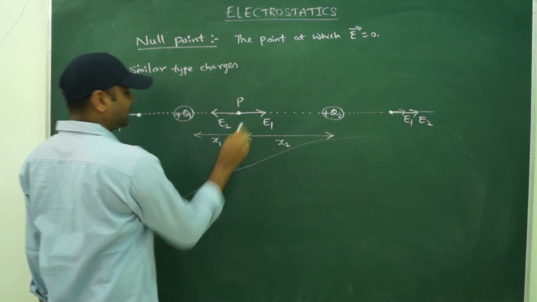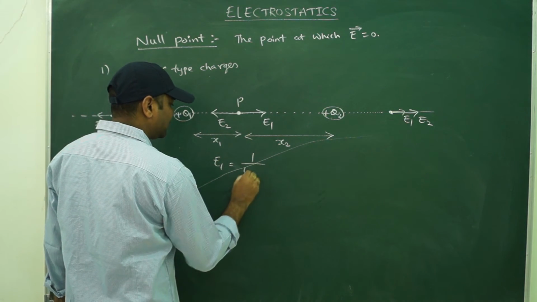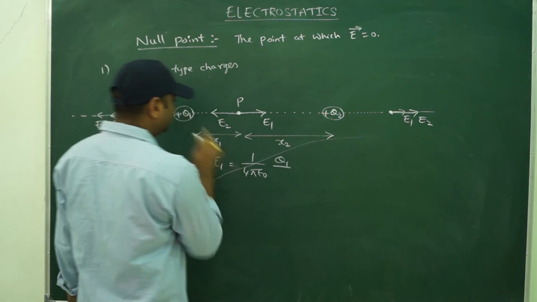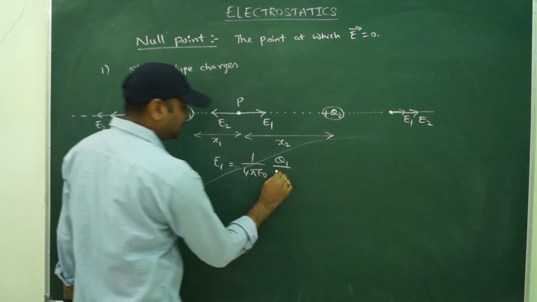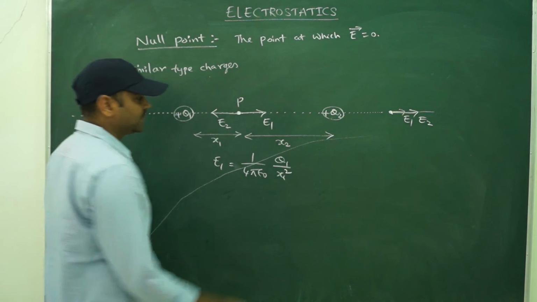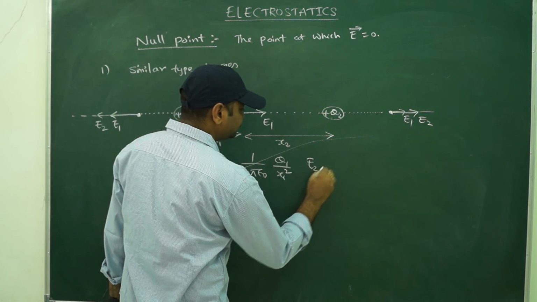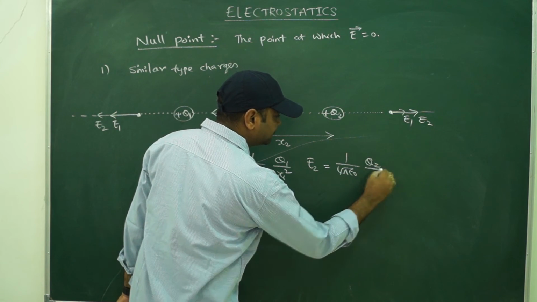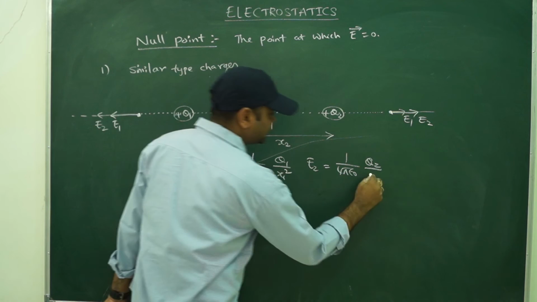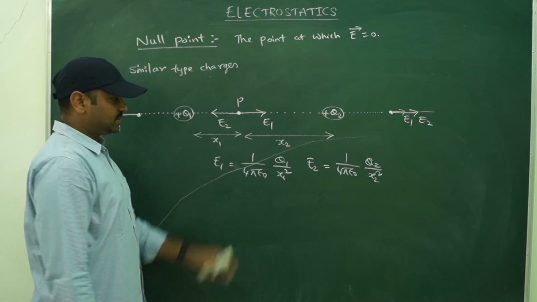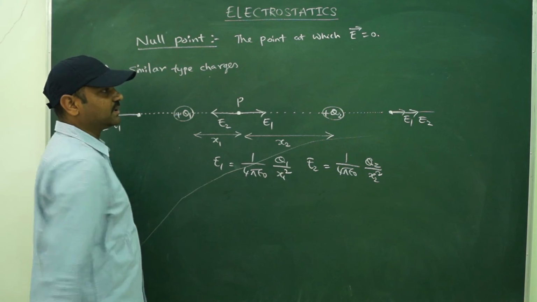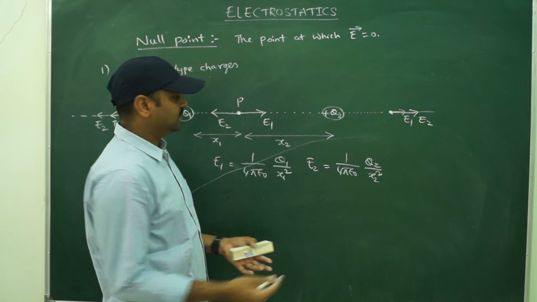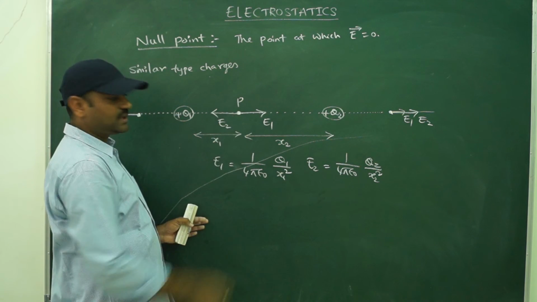So the E1 value I can write down: E1 is equal to 1 by 4 pi epsilon naught, q1 by the distance of the point from the charge, x1, so x1 square. This is the E1 value. Similarly, E2 is equal to 1 by 4 pi epsilon naught, q2 by the distance of the point from the charge, x2, so x2 square. So these are the fields. They are opposite to each other. To get a null point, they should be equal to each other. Whenever they are equal, the net field at point P is 0.